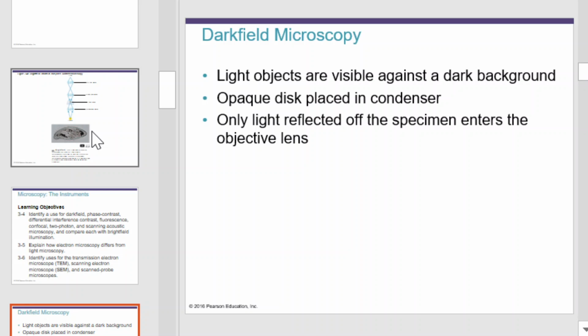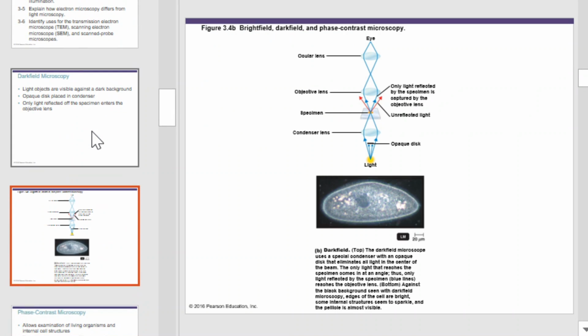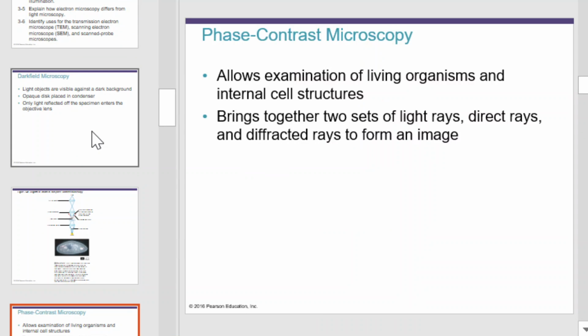Darkfield microscopy. In darkfield microscopy, light objects are visible against a dark background. An opaque disc must be placed in the condenser in order to accomplish this. Only light reflected off of the specimen will enter the objective lens. This is an illustration of dark field microscopy.